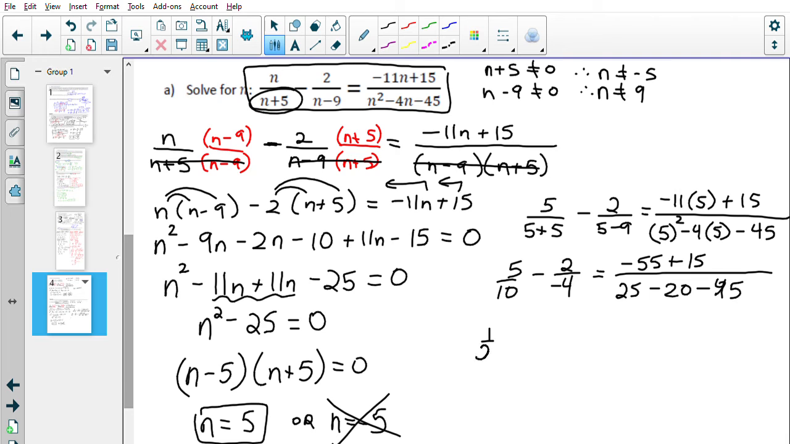5 over 10 is a half. 2 minuses make a plus. 2 over 4 is a half. Over here you get negative 55 plus 15, so you get negative 40. In the denominator you get 25 minus 20, which is 5. 5 minus 45 is a negative 40. 1 over 2 plus 1 over 2 is 1. Half and a half makes a whole. And negative 40 over negative 40 is 1. Therefore, n equals 5 is a potential solution.